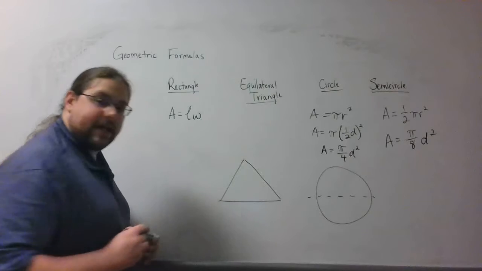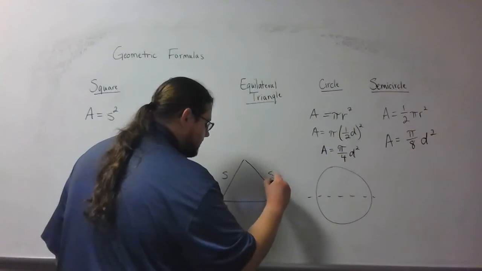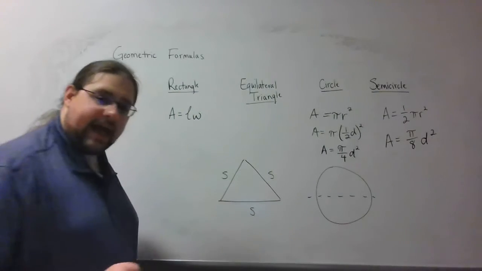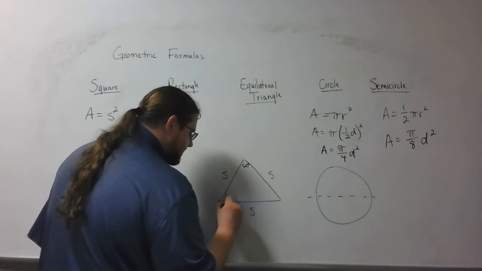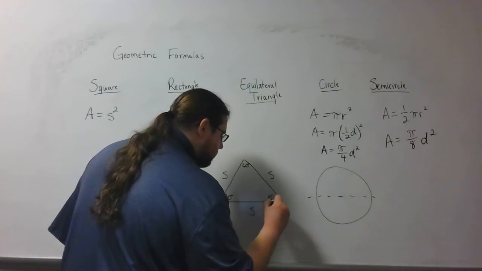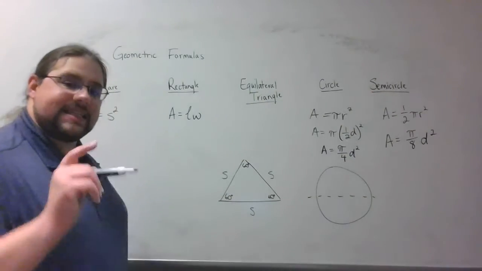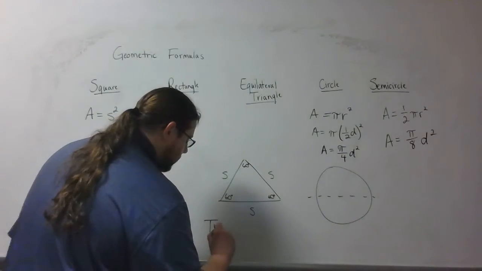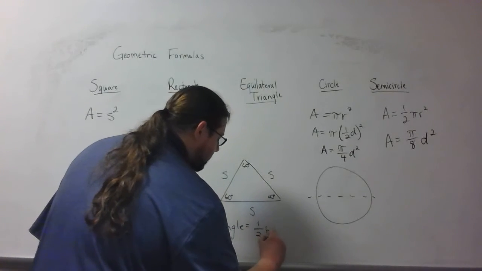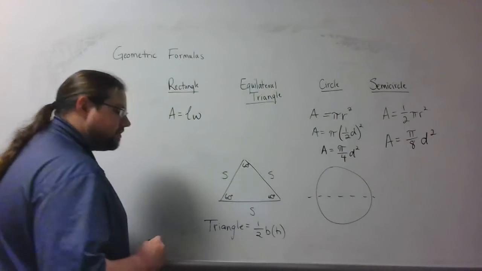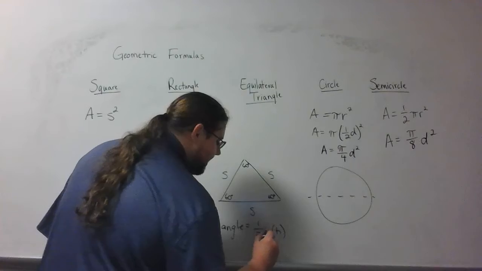So here I have my equilateral triangle. Remember, an equilateral triangle has all of these sides the same. The other thing you should hopefully remember is that each of these angles is 60 degrees. That makes it an equilateral triangle: all the sides are the same, all the angles are the same. If I had just a plain old regular triangle, I know that the area formula is 1/2 of the base times the height. In this case, my base is this side length of s.